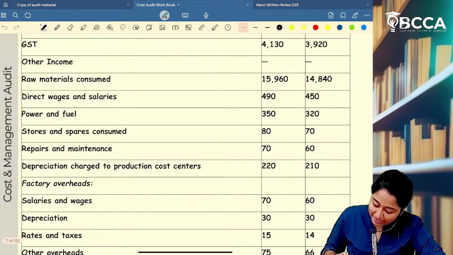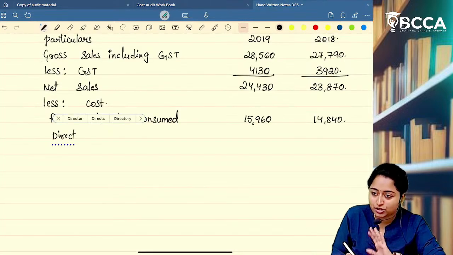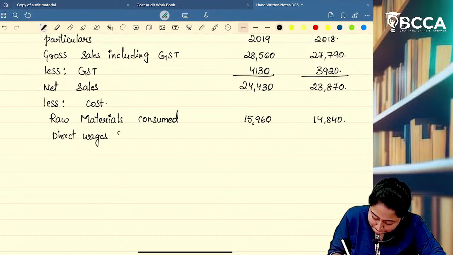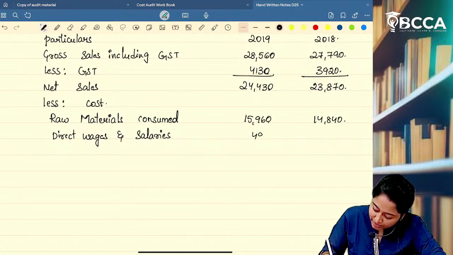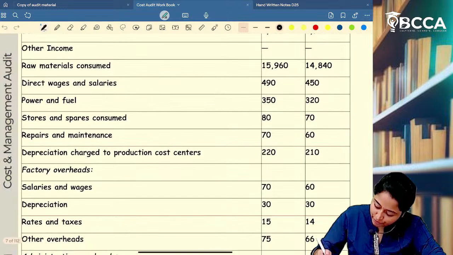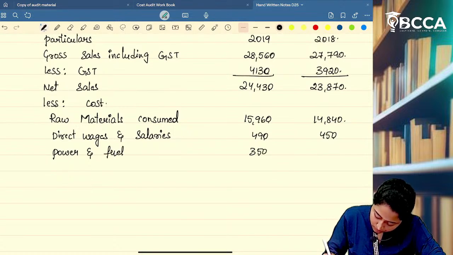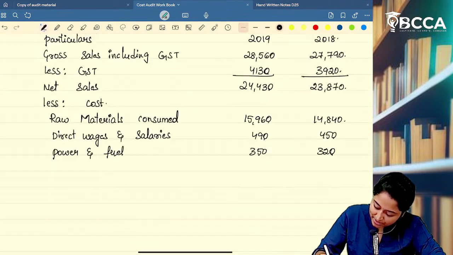And then direct wages and salaries. We are doing profit before tax, not value addition, so we'll take salaries: $490 and $450. Next, power and fuel, $350 and $320. Then stores and spares, $80 and $70.